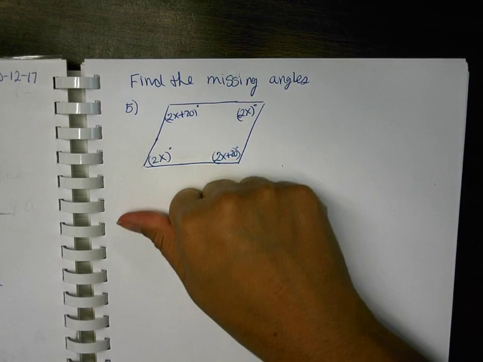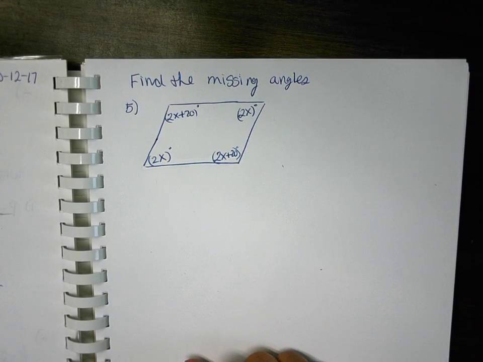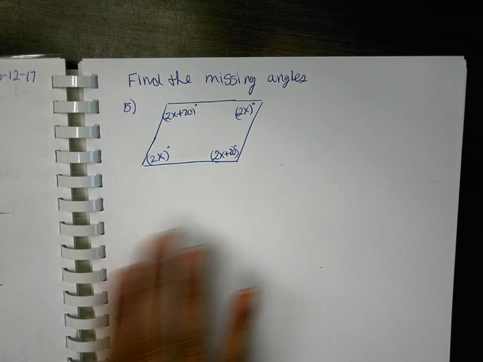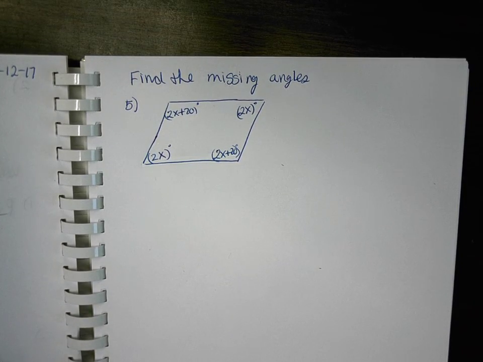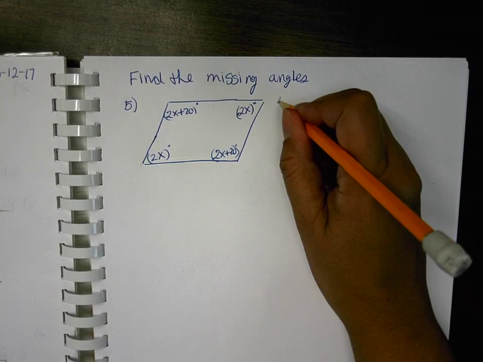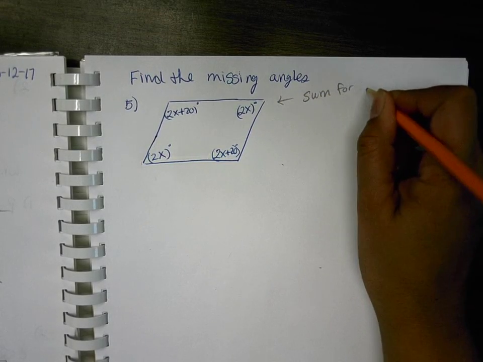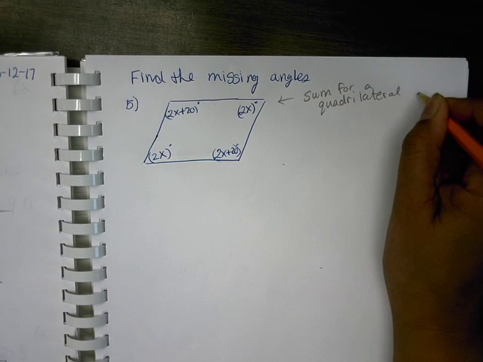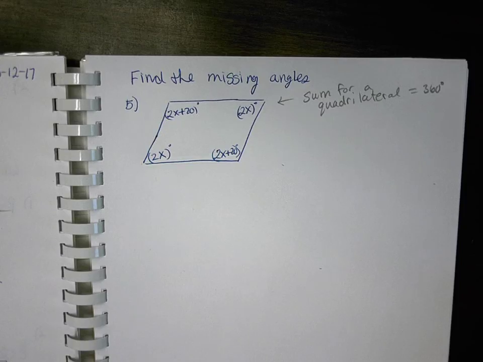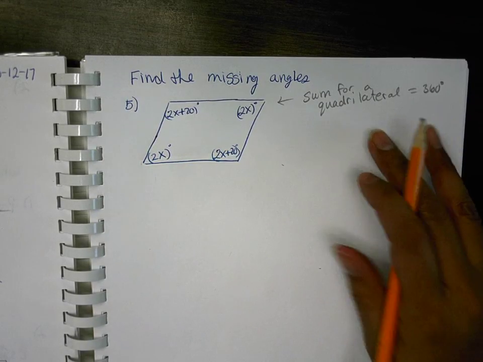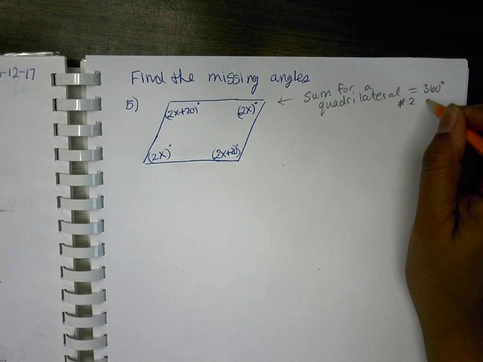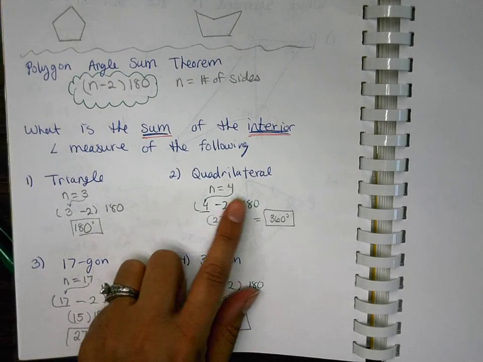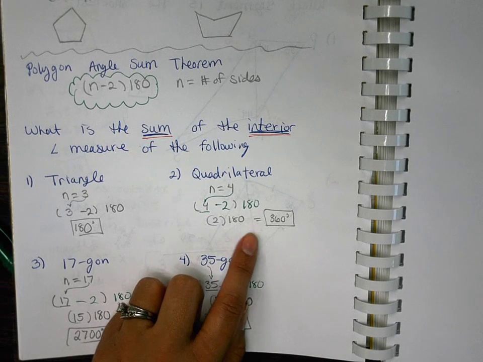For quadrilaterals and pentagons and hexagons, you have to either know or work it out. We just did this one. What's the sum for a quadrilateral? 360. Sum for a quadrilateral equals 360 degrees. Now, if you forget that, put a little note here. Where did we just do this? Number 2 on the previous page. Over here is where we did it. 4 minus 2 times 180. Do you see that?